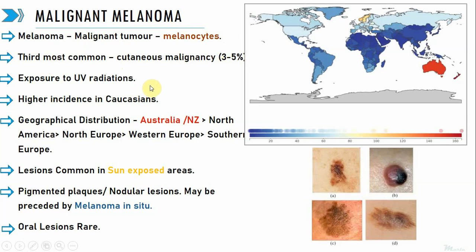Melanoma generally develops following exposure to UV radiation, and shows a higher incidence in Caucasians. Geographically, the maximum number of cases of melanoma are encountered in the southern hemisphere and is seen in Australia and New Zealand. Increased prevalence is also seen in Northern America, Northern Europe, Western Europe, and Southern Europe. Other countries show relatively less incidence of melanoma, including Asia. The lesion is commonly seen in sun-exposed areas, and the lesion may show variable presentation. They may present as pigmented plaques or show nodular lesions. Lesions may be preceded by melanoma in situ. Oral lesions are quite rare.